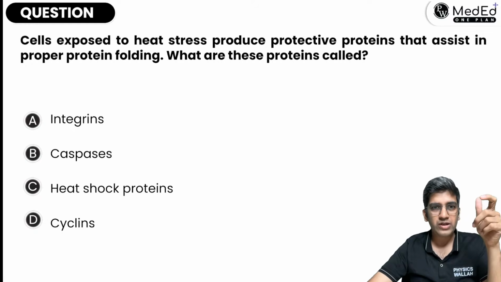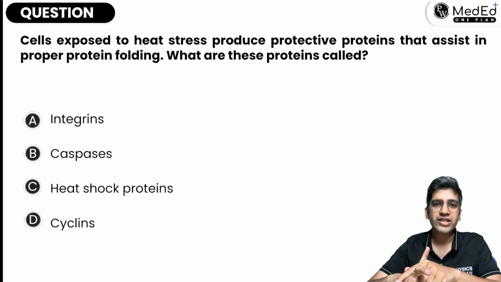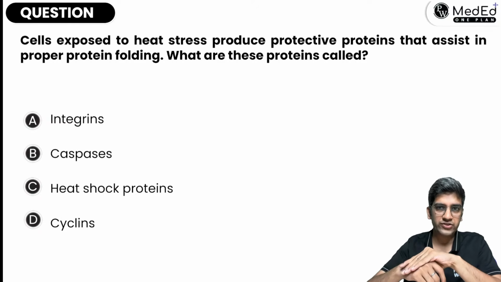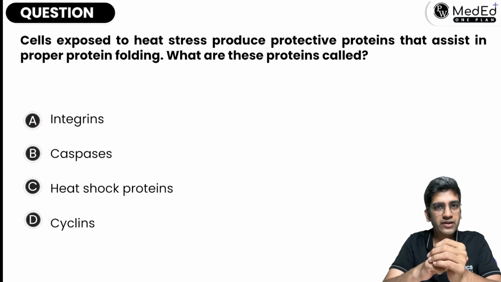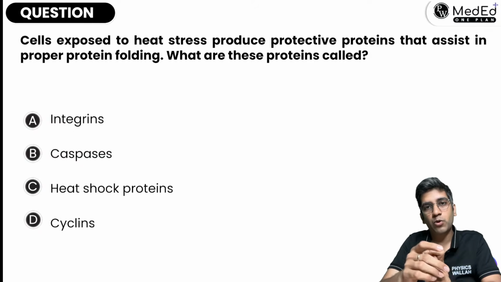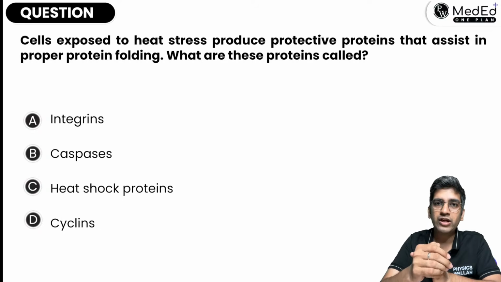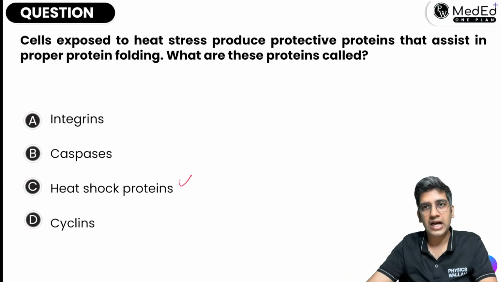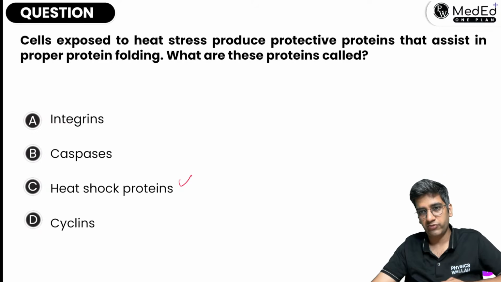For proper folding, I require proteins called heat shock proteins. There are multiple heat shock proteins. These are like chaperones. One of the subtypes of chaperones is heat shock proteins, right? Chaperones are the ones which help in the folding. If the folding is not proper, we end up with unfolded proteins. That can result in cell death. Just remember, heat shock proteins are the proteins which help in molecular folding, right?